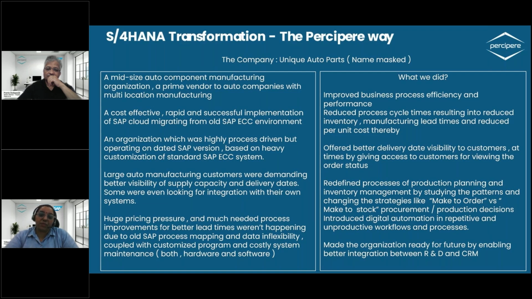Redefining processes of production planning and inventory management by studying the patterns and changing the strategies like make to order versus make to stock, procurement production decisions. Introduce digital automation in repetitive and unproductive workflows and processes. Made the organization ready for future by enabling better integration between R&D and CRM.